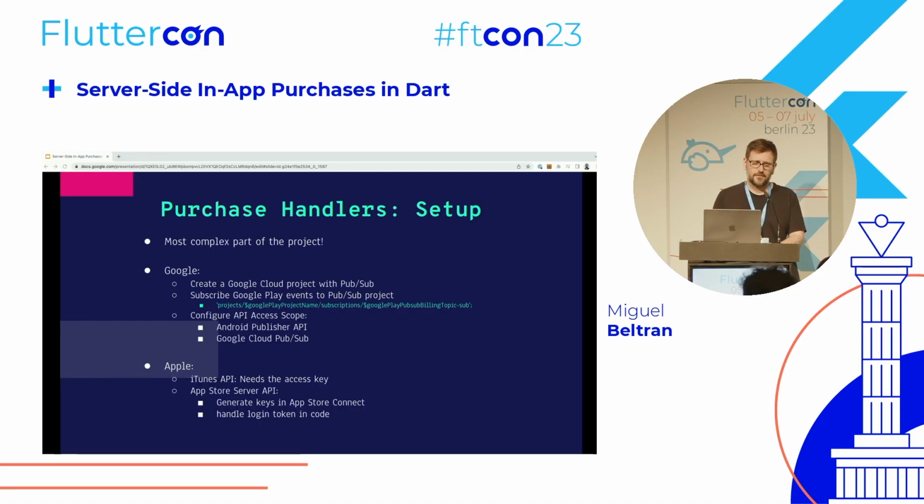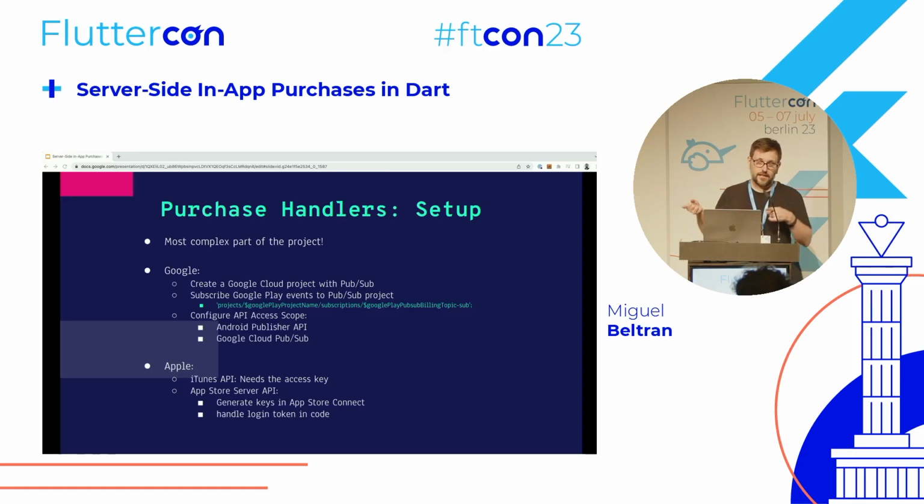The complicated part about creating these handlers is, in my opinion, the setup. For Google, you need to go to Google Cloud and create a Google Cloud project and enable the PubSub feature in this project. If you're not familiar with Google Cloud, it can be a little bit overwhelming. And then you need to create what is called a topic to publish events. So the topic is going to look something like this. It's something like projects / the project name / subscriptions / and then Google Play, PubSub, whatever name that you want to give to it.